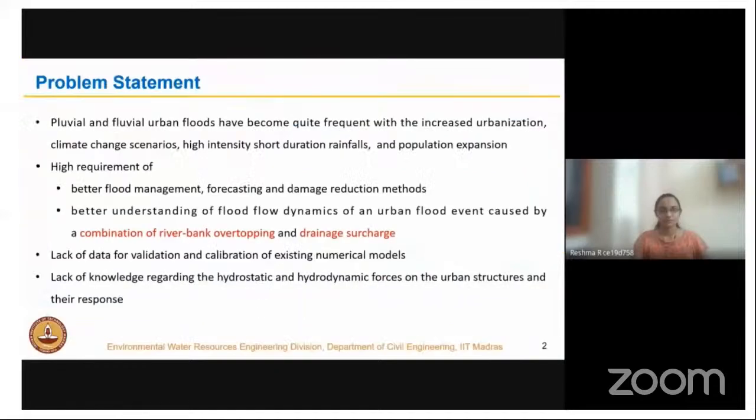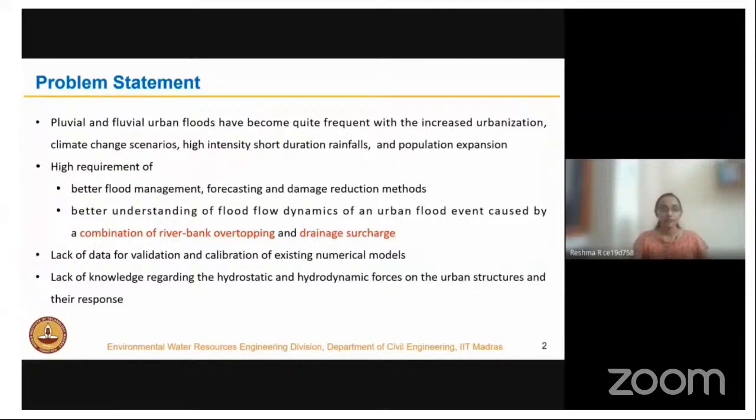Human interventions with nature have drastically affected the inherent powers of self-healing and re-establishing a stable and sustainable environment following a natural disaster. Pluvial and fluvial urban floods have become quite frequent with increased urbanization, subsequent increase in impervious areas, population expansion, climate change scenarios, and high intensity short duration rainfalls.